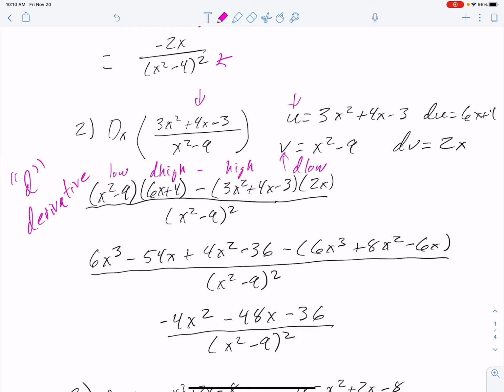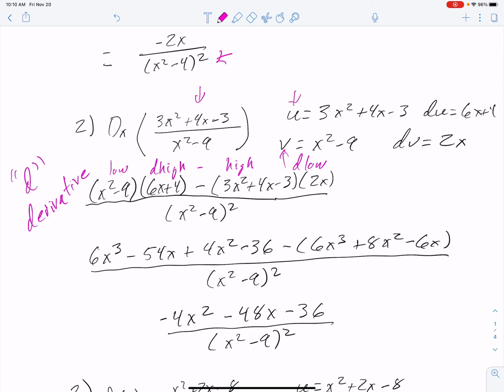Have to do a little bit more work with the distribution on my low d high. So I distribute my 6x to x squared, my 6x to 9, my 4 to x squared, my 4 to negative 9. Distribute in my second piece. Again, notice I waited to distribute my negative. And so then if I did distribute, I would get negative, negative, positive. And so the 6x cubes are going to add up to 0. Negative 8x squared plus 4x squared will get me negative 4x squared. Negative 54x plus 6x gets me my negative 48x. And then there is no like term for negative 36.